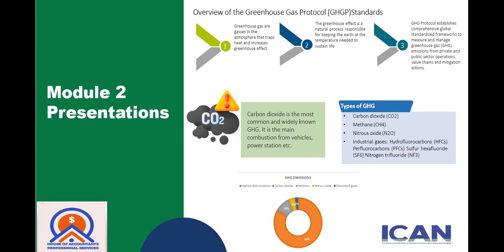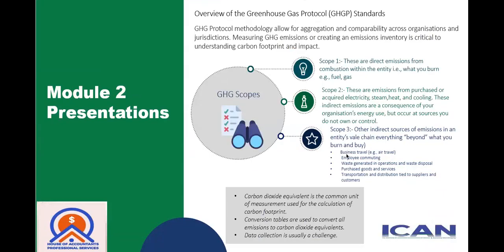So what are the types of greenhouse gas we are talking about? We have carbon dioxide, we have methane, we have nitrous oxide, we have industrial gases like fluorocarbons, we have perfluorocarbons, we have sulfur, and the like. All these are the gases that an organization must make sure they work on.